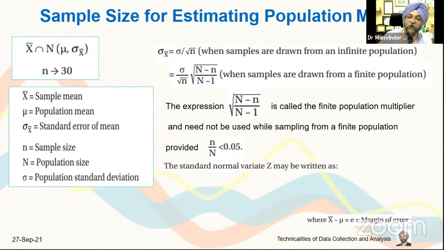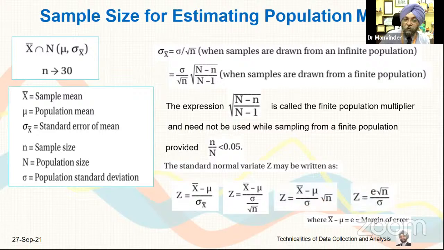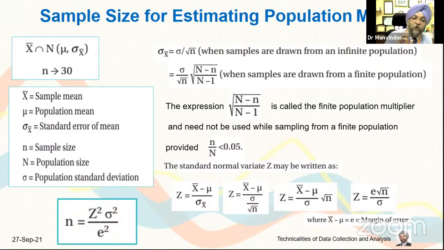The standard normal variate Z may be written like this. We already have this value of Z, because we know the precision and the value of sigma. Accordingly, if you calculate n out of this, it will be this. So this is the final formula for calculation of n, where E is the margin of error.